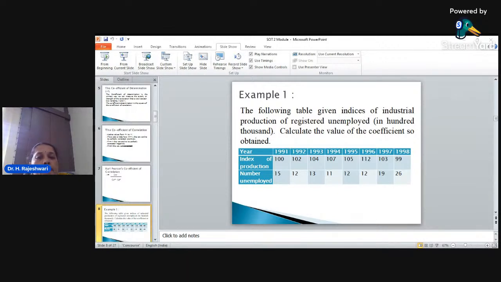First, you tell me whether index of production and number of unemployed is positively linked or negatively linked.